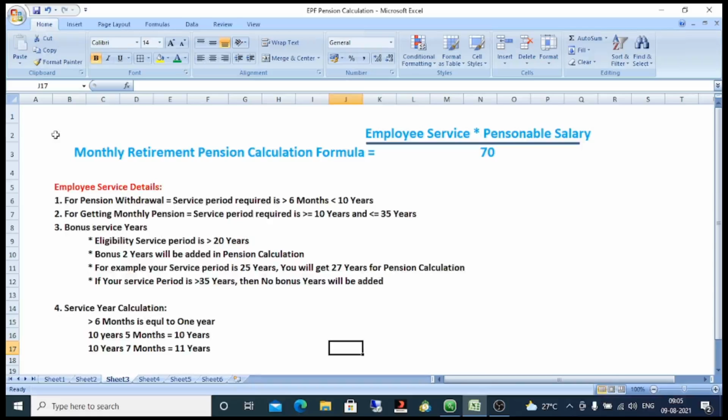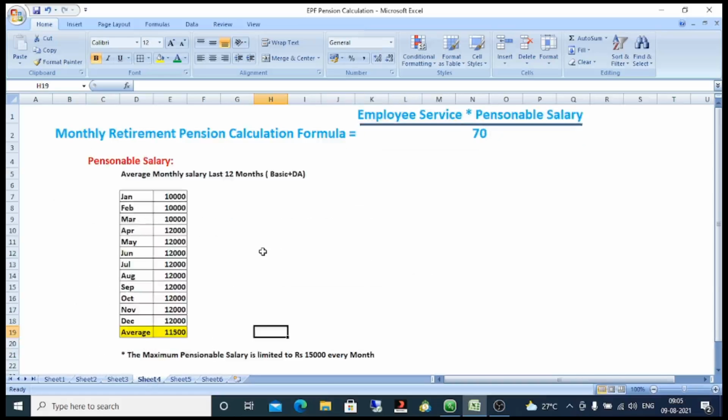For service year calculation, if 6 months is there, they will round it up to 1 year. 10 years and 5 months means 10 years. 10 years and 7 months means it will be accounted as 11 years. And the monthly retirement pension calculation formula is employee service times pensionable salary divided by 70.